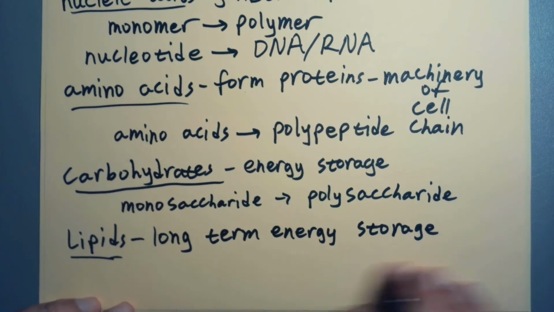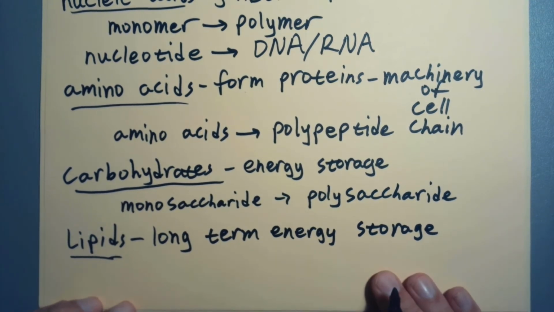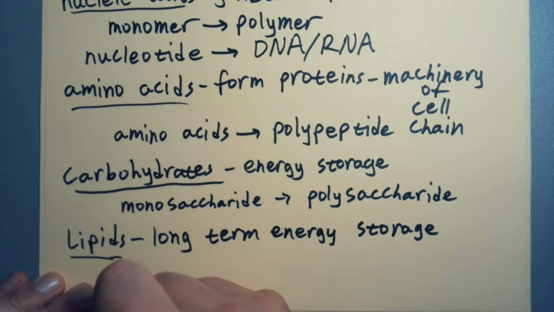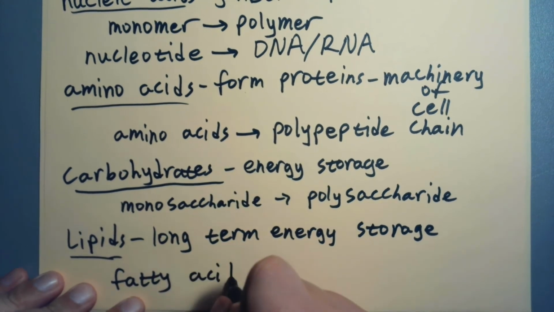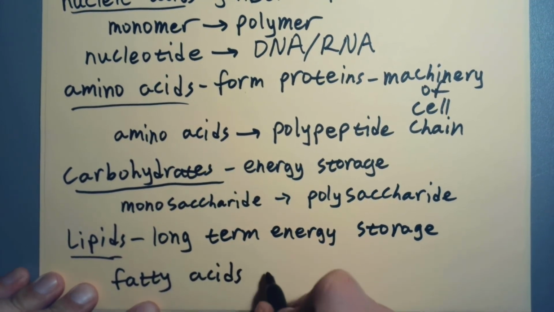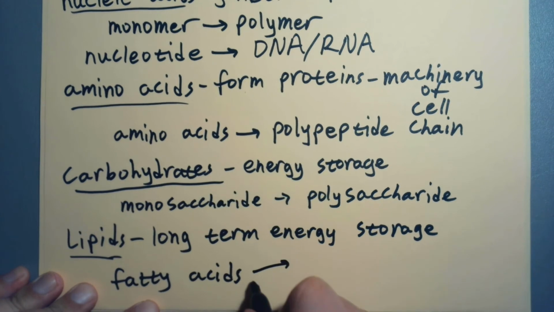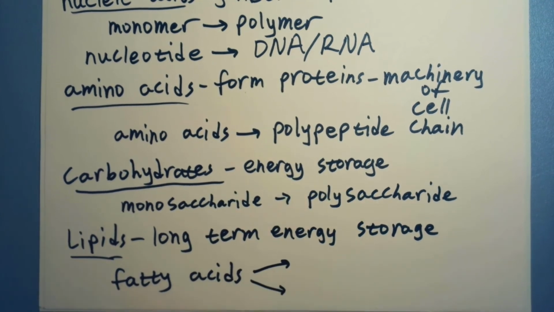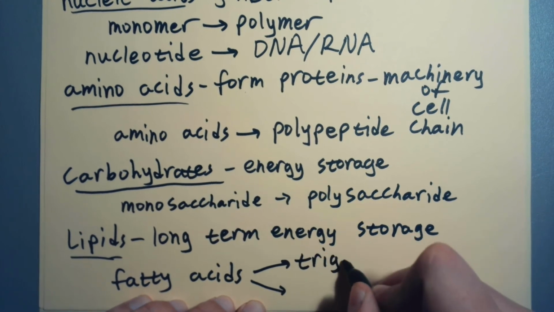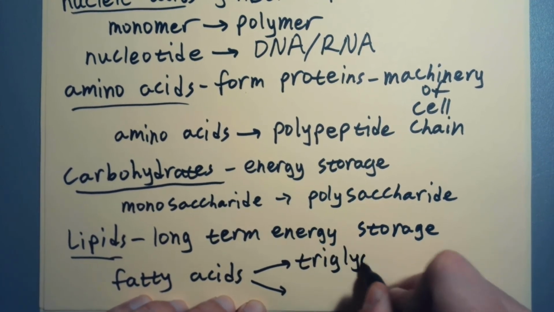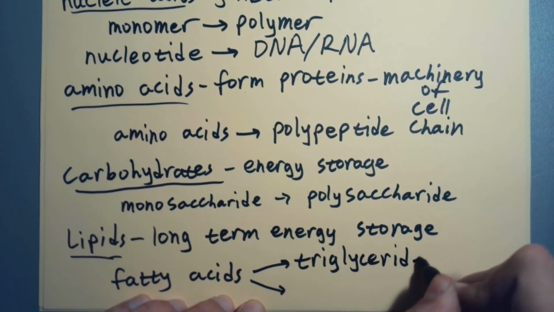But anyway, that's what your lipids are. They're your long-term energy storage. And typically our polymerization will be something like fatty acids. And these don't really polymerize so much. And we got kind of two directions we'll talk about these going. And so we can get triglycerides, which is long-term energy storage. This is what when you think of fat, you're thinking of triglycerides.